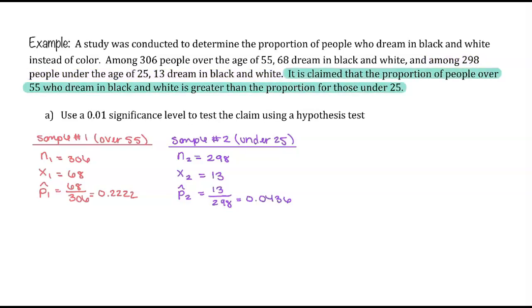Now let's determine the claim. Since the claim is that the proportion of people over 55 who dream in black and white is greater than the proportion for those under 25, we can express our claim as p1 is greater than p2. It's also requested that we use a significance level of 0.01. So that's our value for alpha. Now we have everything we need to conduct our hypothesis test.